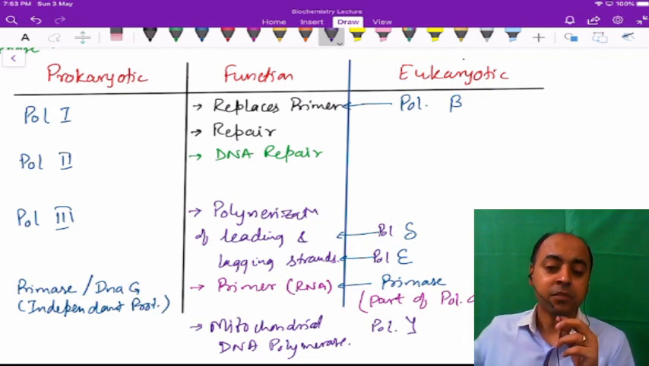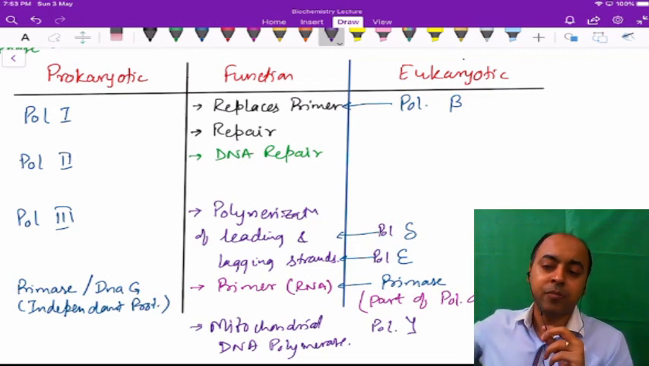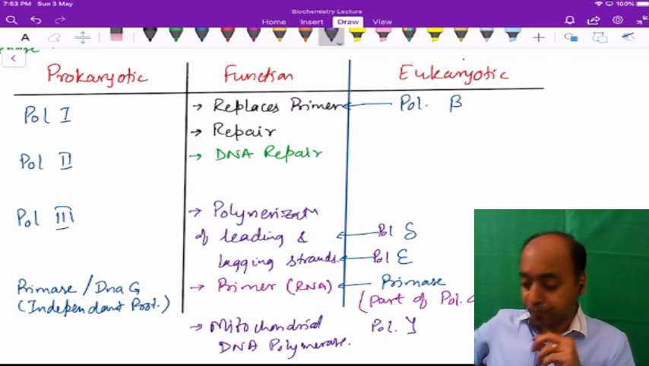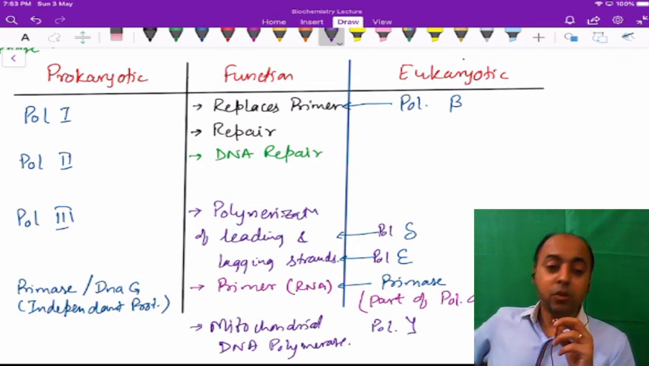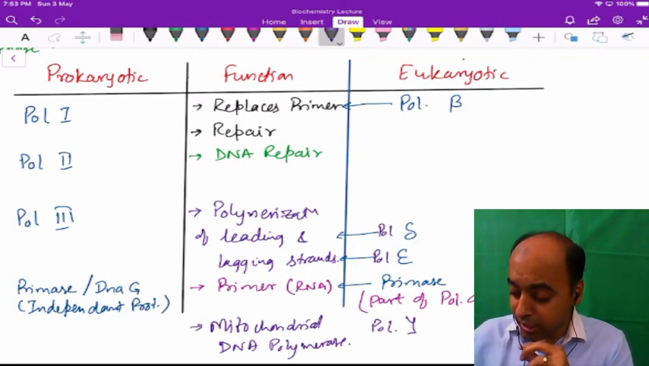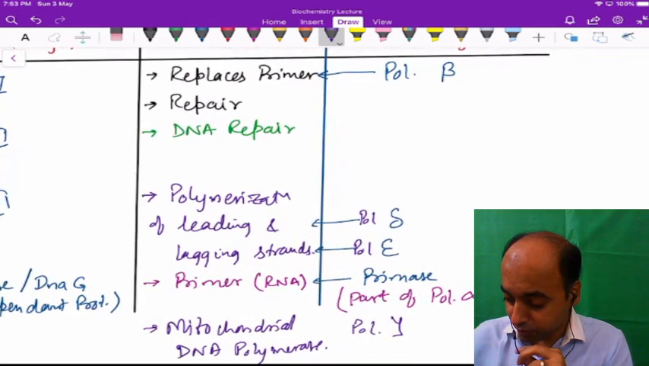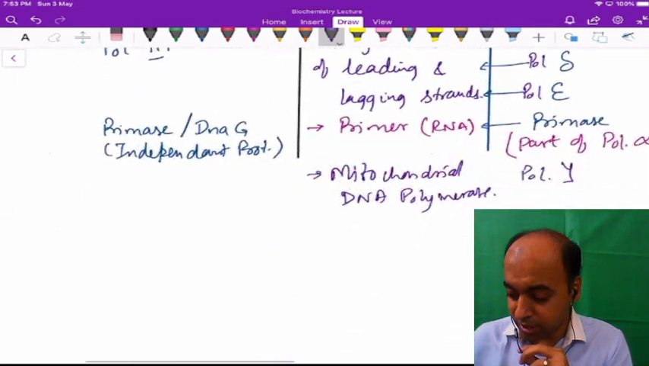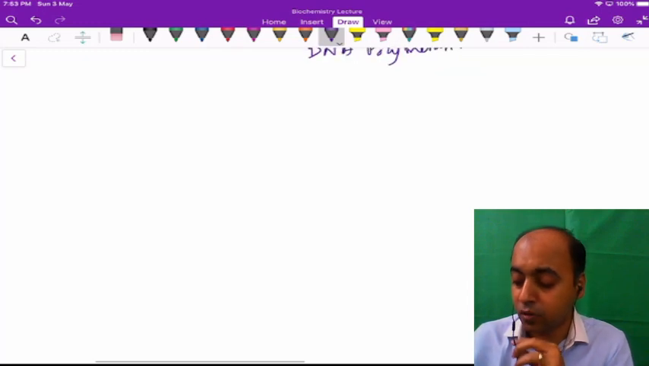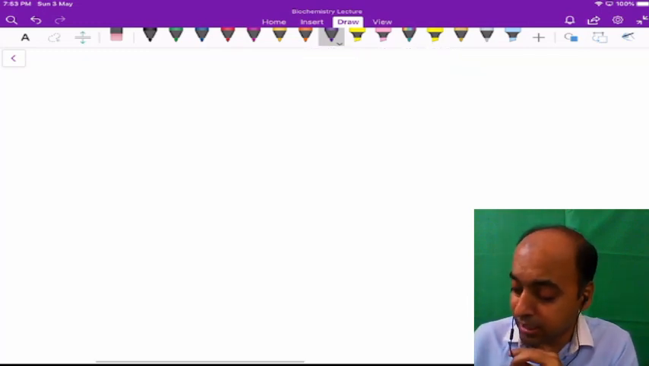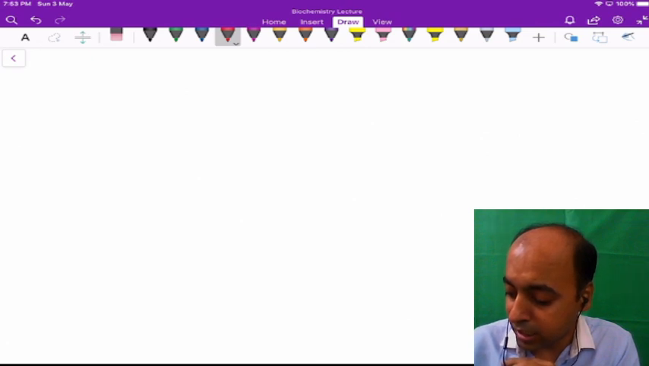If there are updates which I get to know, then obviously I'll be posting them and sending them across to you. Okay, so this is about the polymerases, and now we move on to the DNA damage and the DNA repair. If you have any questions so far, please send them across. Now we are going to the DNA damage first, and then we talk about the DNA repair.